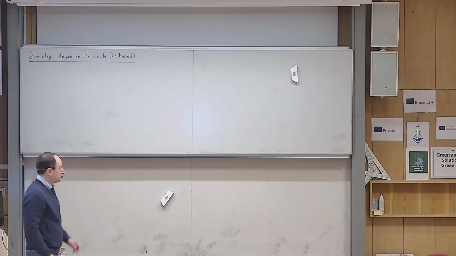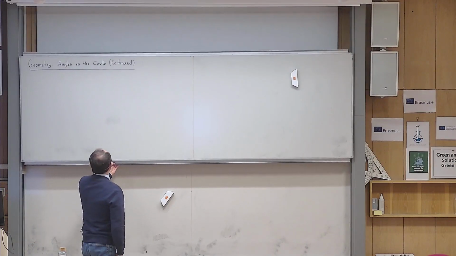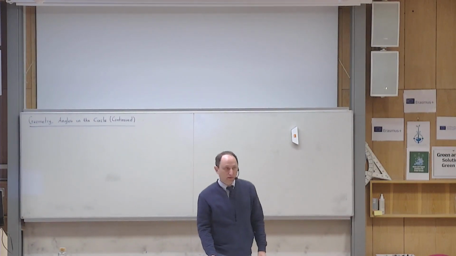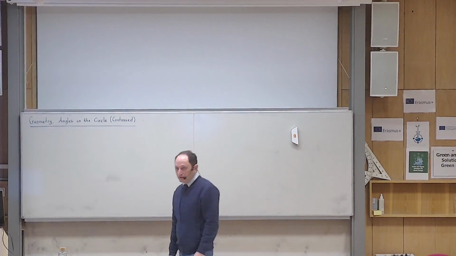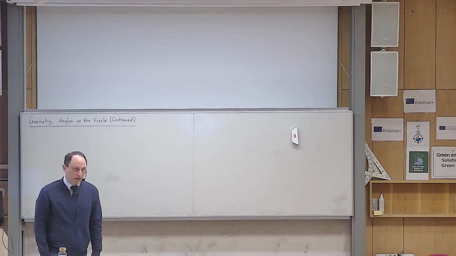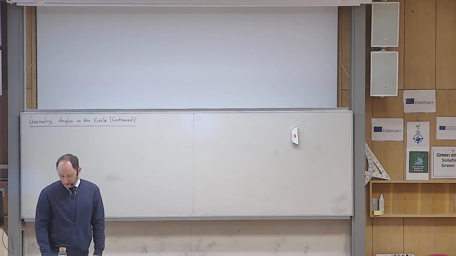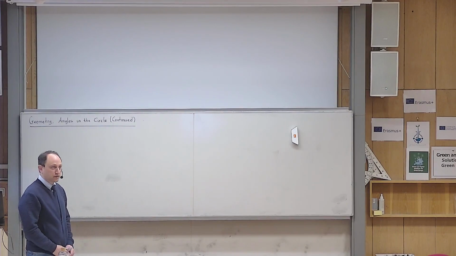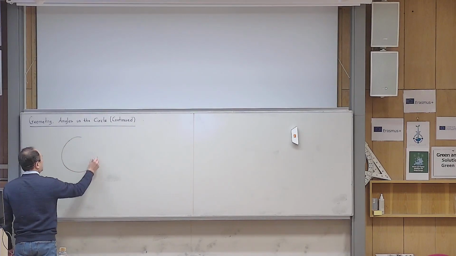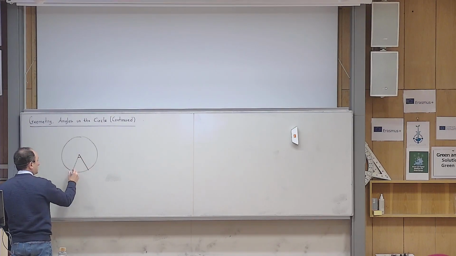Okay, good morning. So if you remember, last time we started talking about angles in the circle. We talked about two types of angles. One angle was called, what do you remember? Central angle. And the other one was inscribed angle. And then there was one important theorem: if I have a circle and this is the center, and I draw these two lines, this angle that is constructed here is called a central angle.